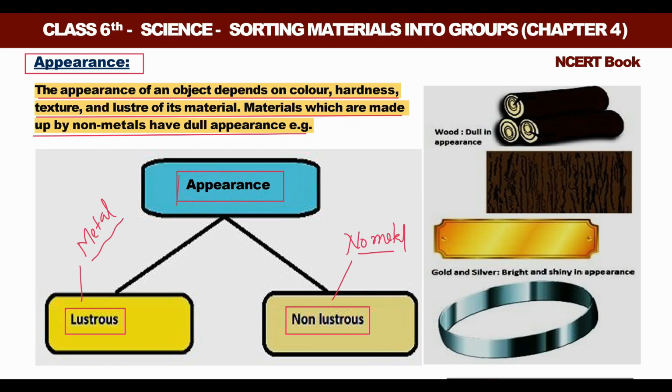So here we can see that wood is dull in appearance because it is not made up of metal, but gold and silver are bright and shiny in appearance. Silver sometimes reacts with the oxygen present in the air and oxidizes, and its color becomes dark, but if you clean it again, it will be bright and shiny.